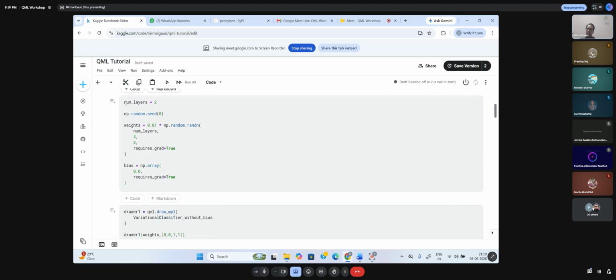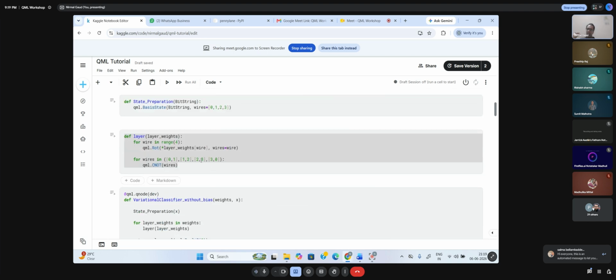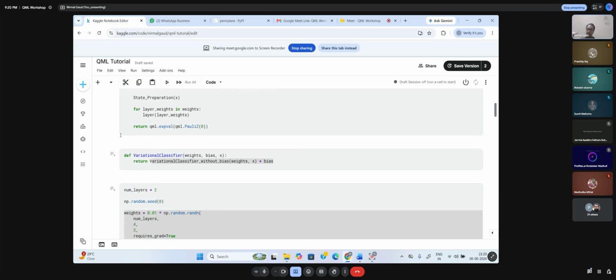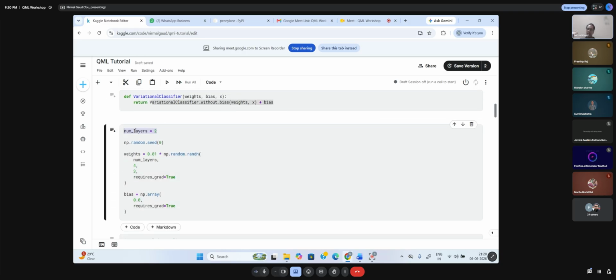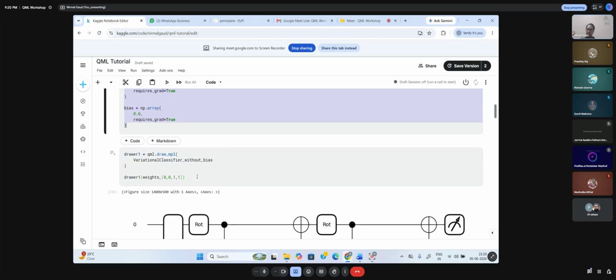Two layers we are taking, and the weights will be assigned randomly. Bias will be 0. Here we are taking bias 0. Every layer has this many wires present in it. Two layers we are going to take, and the parameters weight and the bias will be like this. Okay, got it. Then this is how your circuit looks.